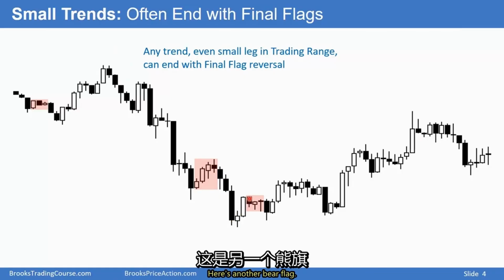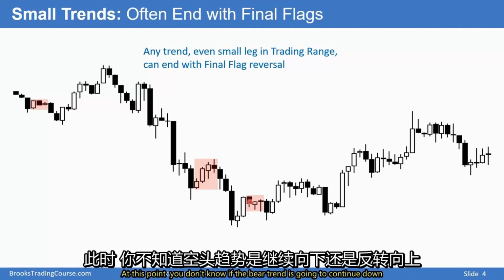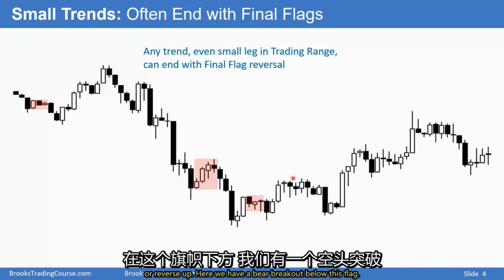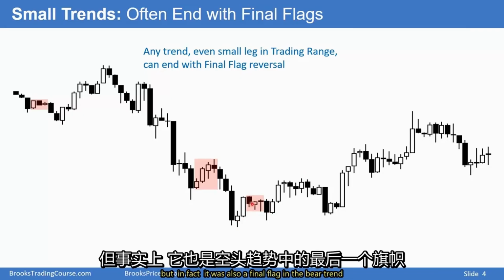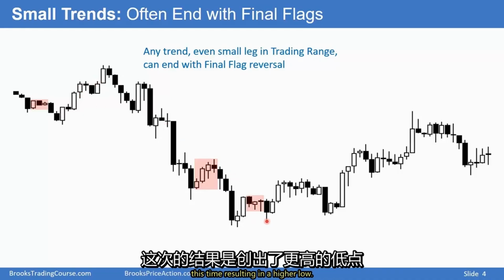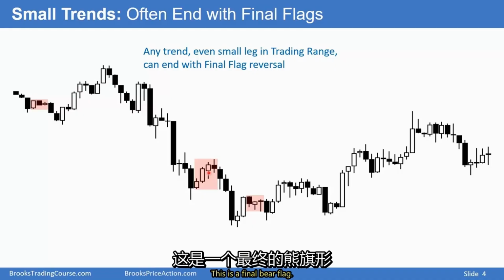Here's another bear flag. At this point, you don't know if the bear trend is going to continue down or reverse up. Here we have a bear breakout below this flag. The breakout did not go to a new low, but in fact, it was also a final flag in the bear trend, this time resulting in a higher low. This is a final bear flag. This is also a final bear flag as well.